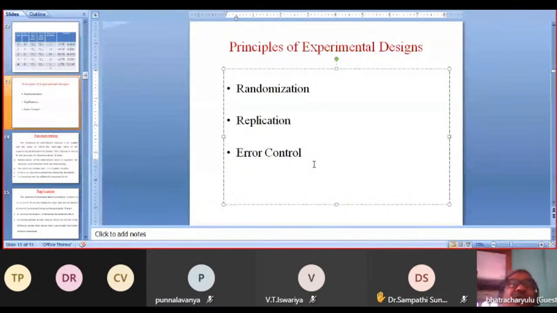Suppose your first method uses one type of cup, and the second method is given another different type of cup, then you are automatically discriminating. There is no need for her to discriminate. Those types of errors you should not allow. So some errors you have to control, and some errors we cannot control.